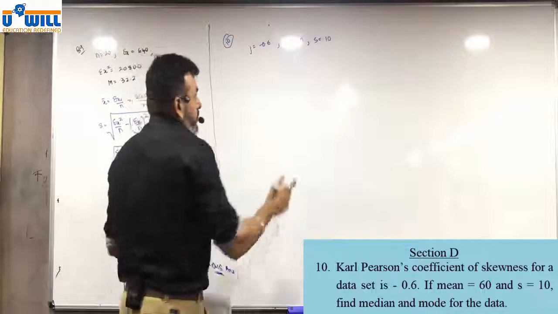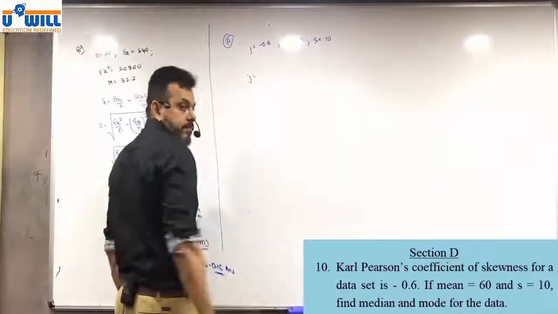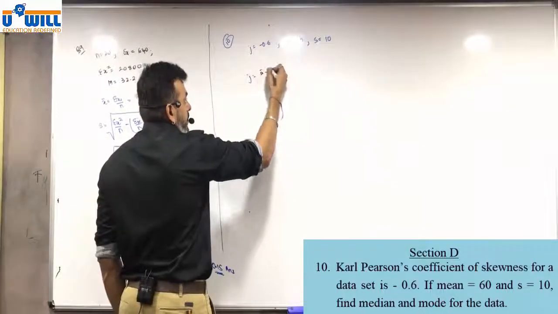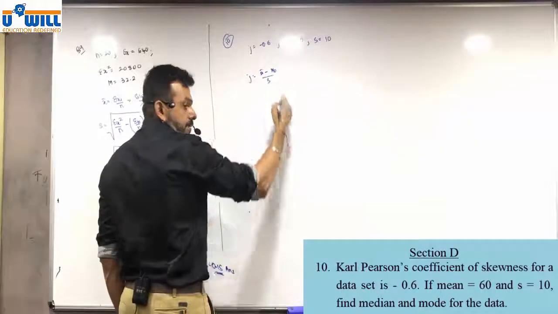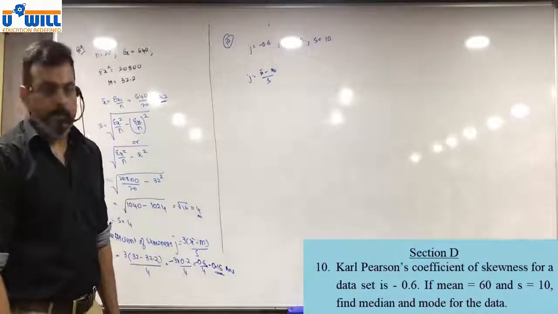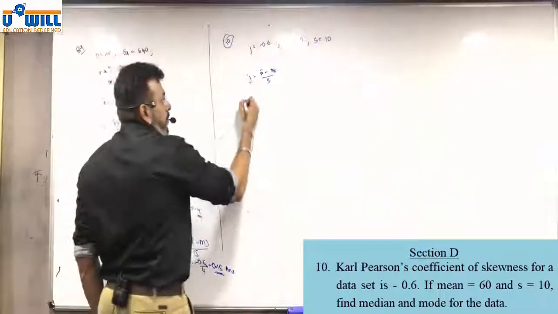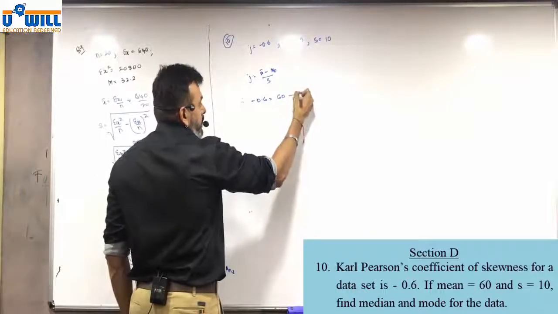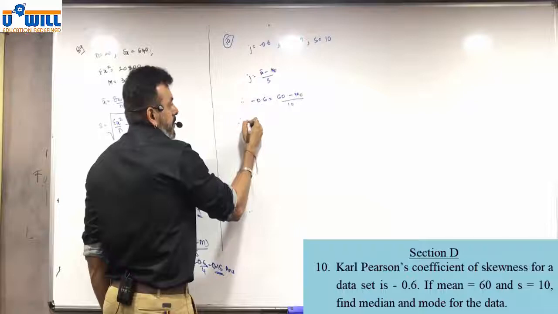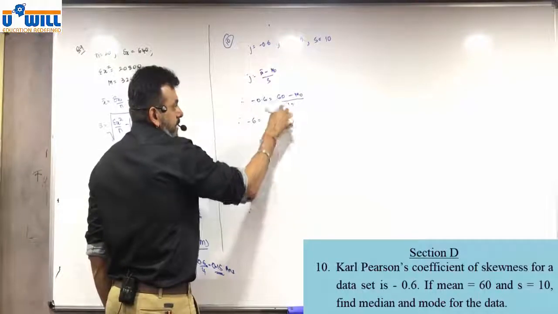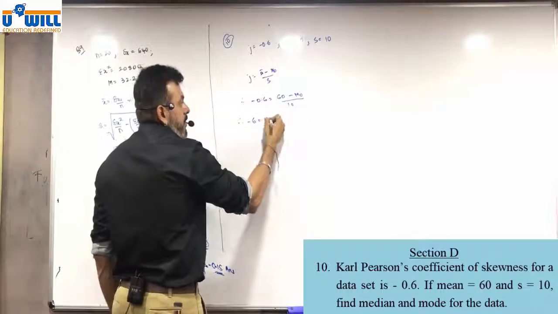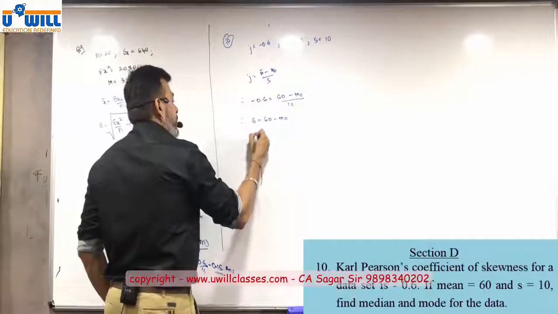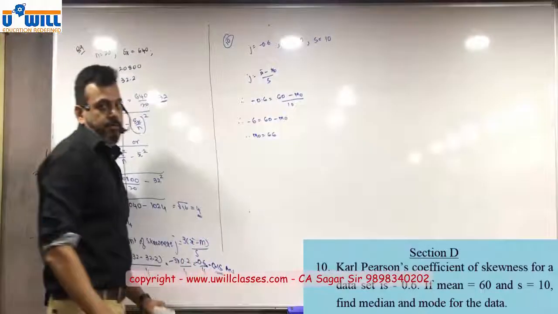Which formula will we use? J is equal to x bar minus mode upon standard deviation. Now, therefore, minus 0.6 is equal to 60 minus mode upon 10. Minus 6, this 10 will multiply, is equal to 60 minus mode. Therefore, mode is equal to 66.